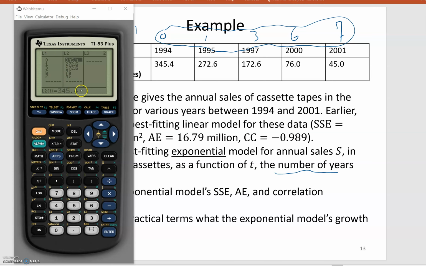So we want to find the best fitting exponential model for this. So we're going to do exponential regression. So we go to stat calc. 0 is ExpReg, and then my calculator has this interface. And so there's our model. 365.51 times 0.76 to the t, rounded.